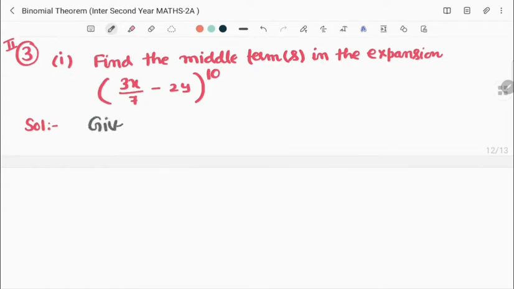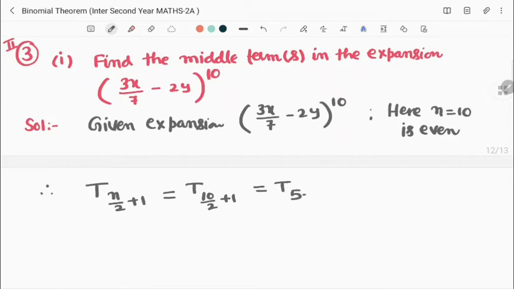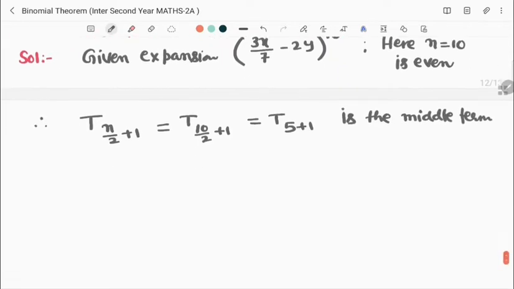First, the given expansion is (3x/7 - 2y) whole power 10. Here n is equal to 10, which is even. So whenever n is an even number, the middle term is T(n/2 + 1), that is T(10/2 + 1), which is T(5+1). That is the middle term.